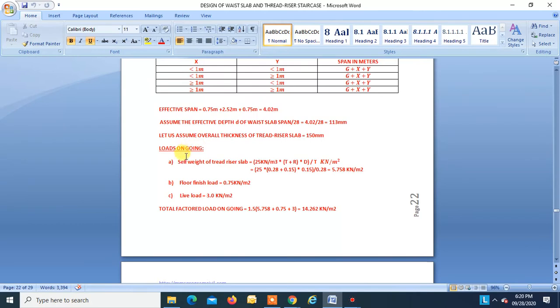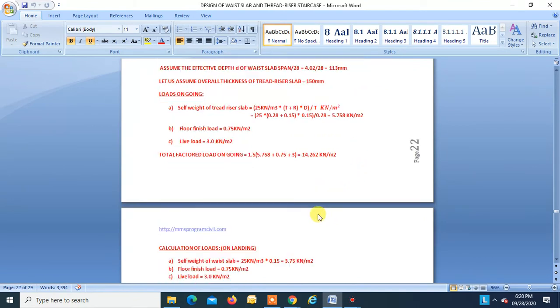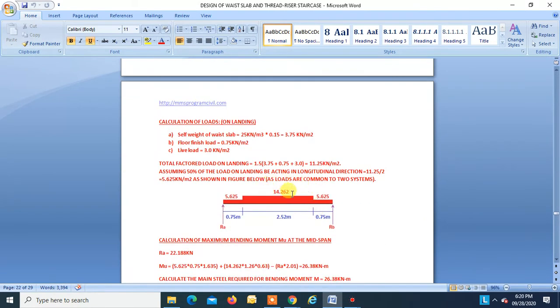Now self-weight on going. So this is the formula which we have already studied for finding the self-weight of the tread riser slab, which is 5.758. Finished floor load is 0.75 kilonewton per meter square. Live load is 3 kilonewton per meter square. Total factored load is 1.5 into summation of these three loads, that is 14.262. So 14.262 is the load on going.